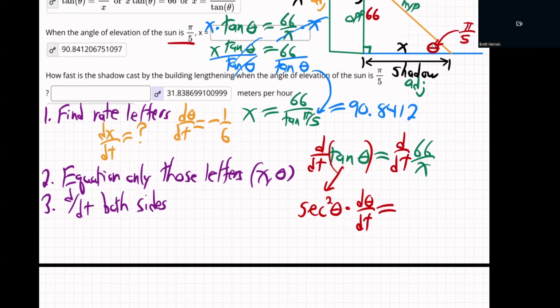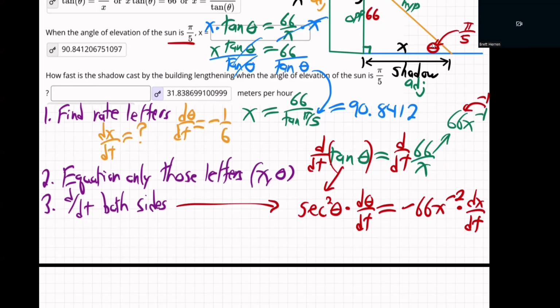Now for the other side, remember this is 6 times x to the minus 1. We don't want fractions that have x in them, because then we'd have to use the quotient rule. We hate the quotient rule. Want to avoid it when we can. Rewrite it that way, then take the derivative. So down comes the minus 1, minus 6 x to the minus 2, right? Subtract 1 from the power. But then times the derivative of the inside, chain rule, dx dt. Okay, so we did that, derivative both sides.